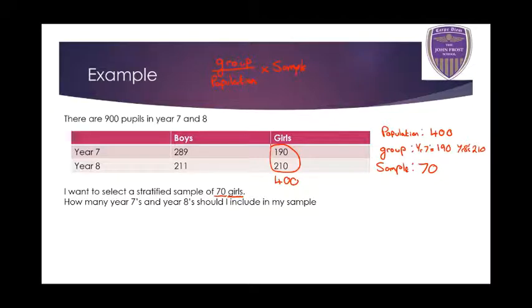Okay, so let's plug those numbers in. Let's do year 7s first. Our group size for year 7s will be 190 girls in year 7, and there are 400 girls total. Multiply that by 70. Oh, not 700, 70. And if you do 190 divided by 400 times 70, you should get 33.25. We don't like that because it's a decimal point. We can't have a quarter of a person. So we're going to have 33 year 7 girls. Remember, this is to the nearest integer.